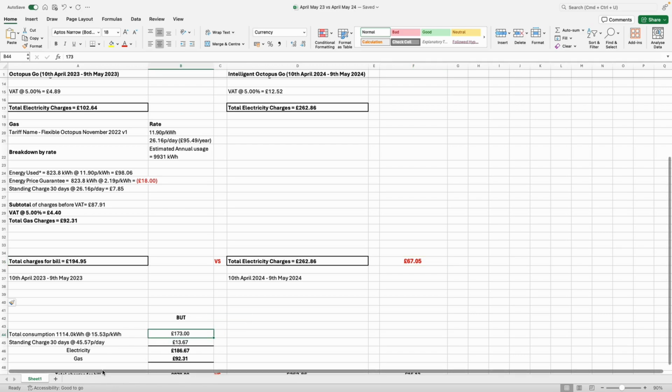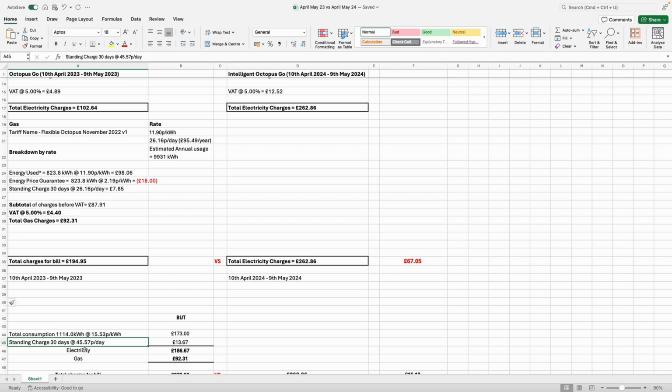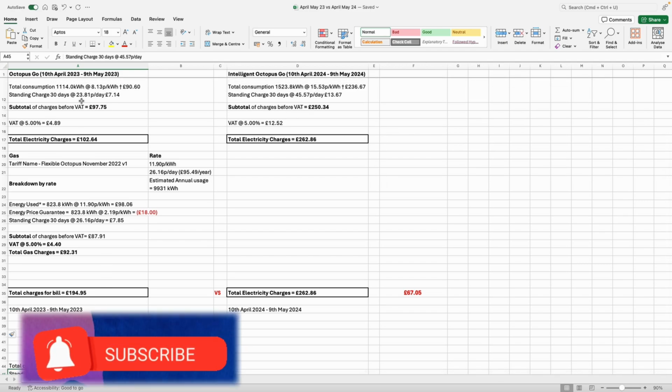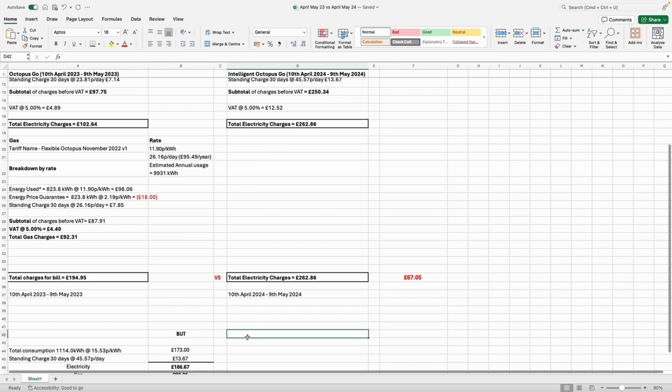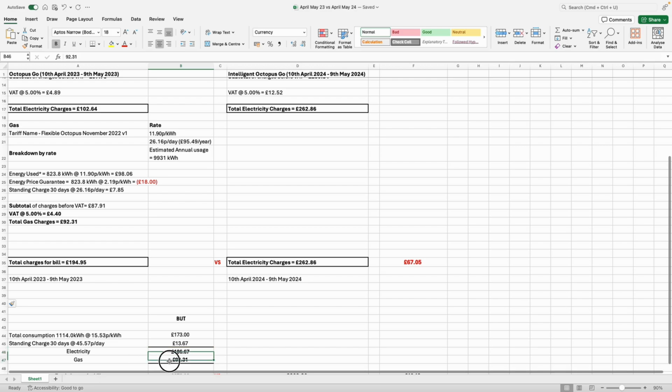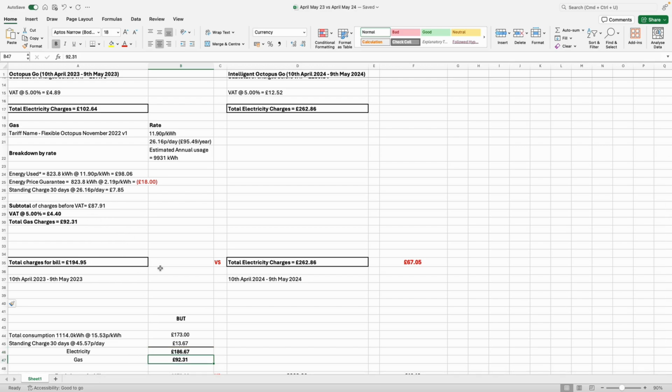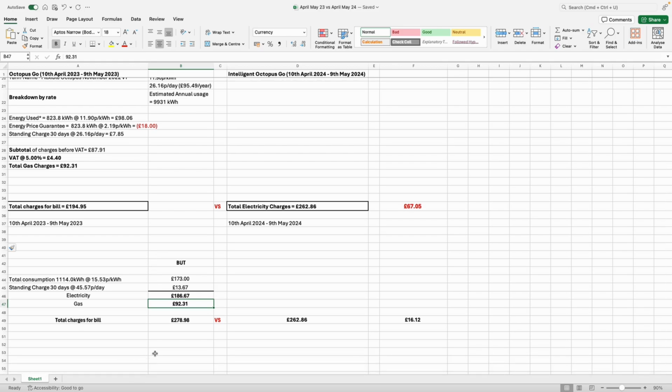My electricity bill will be 173. The standing charge, which again, if you can see, it was 23p. Those numbers are gone nowadays. It is now 45.57p, which is £13.67, which is the same there. So comparing like for like, the electricity will be 186, the gas, which is £92.31 there, the total. So my total bill for 2023 using the same figures and the usage will be 278.98, and my bill in 2024 is 262.86. Therefore, I would have saved £16.12.